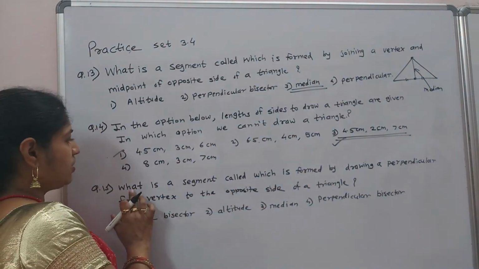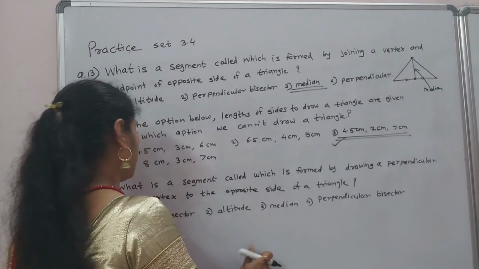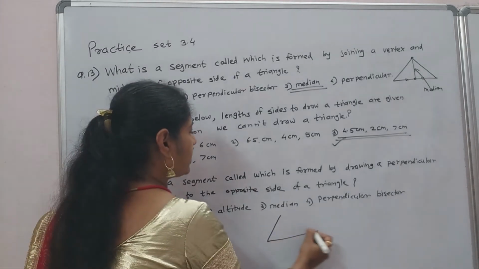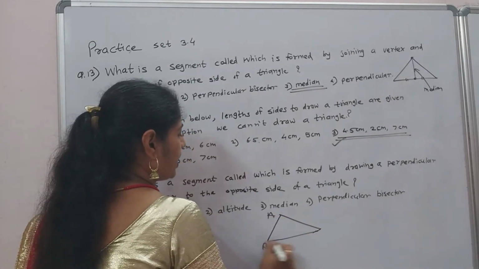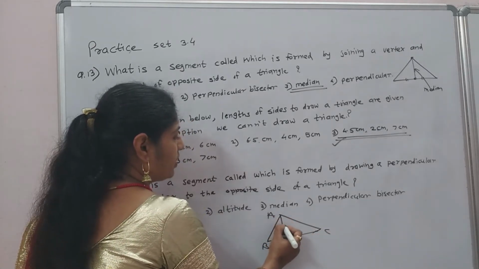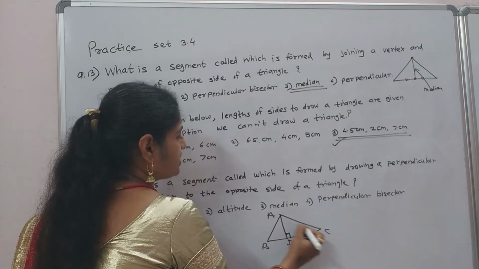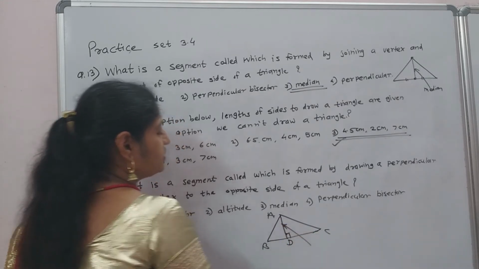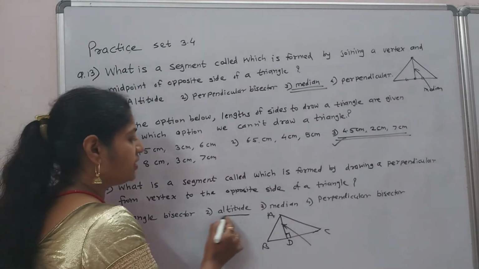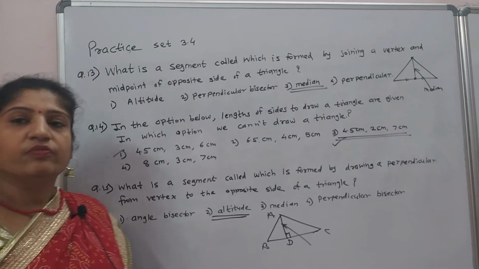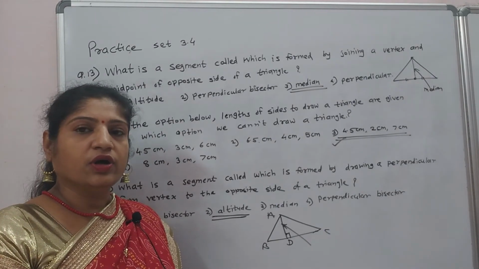Now next question. What is the segment called which is formed by drawing a perpendicular from the vertex to the opposite side? Suppose this is the triangle ABC, and I draw the perpendicular from vertex A to the opposite side. What is this called? This is the altitude or height of the triangle. Perpendicular drawn to the opposite side is called the altitude of a triangle.